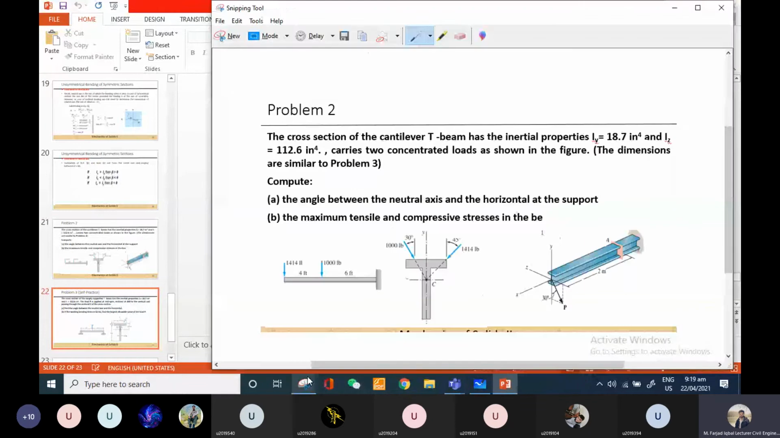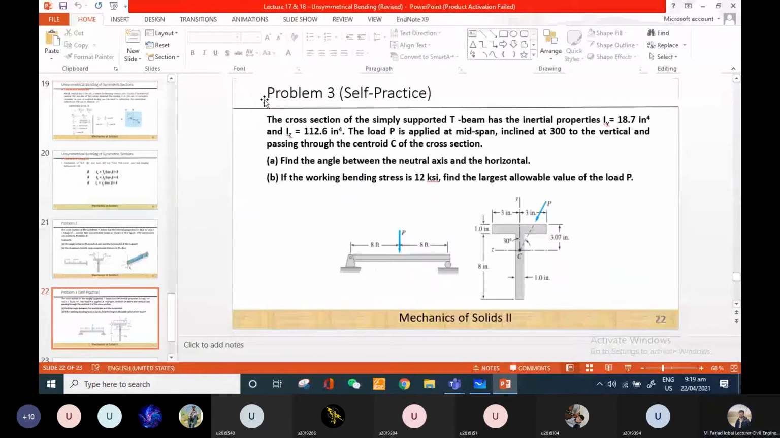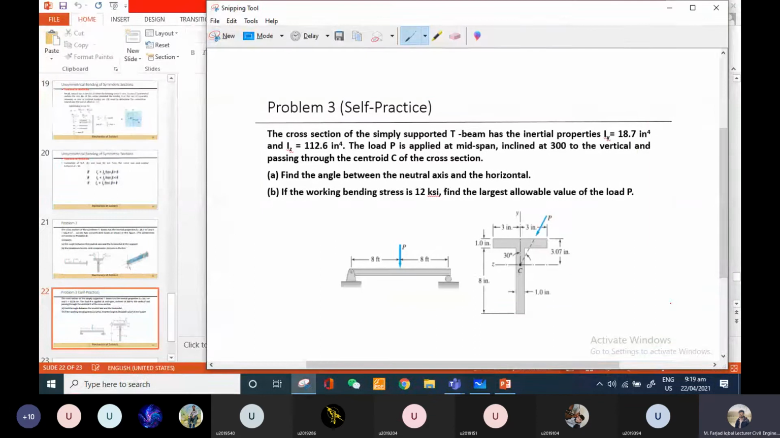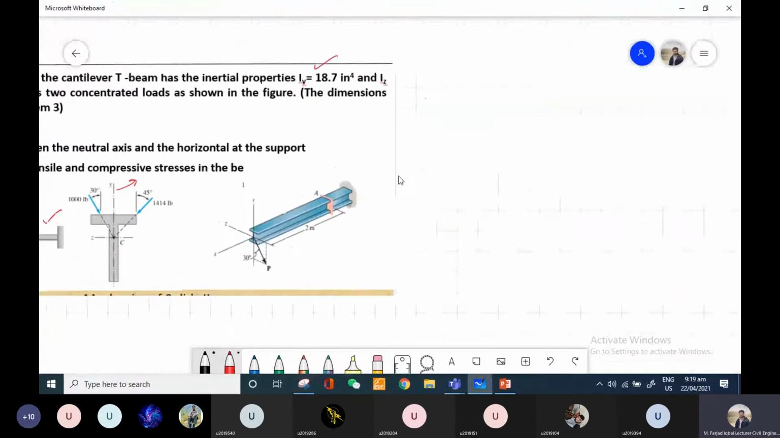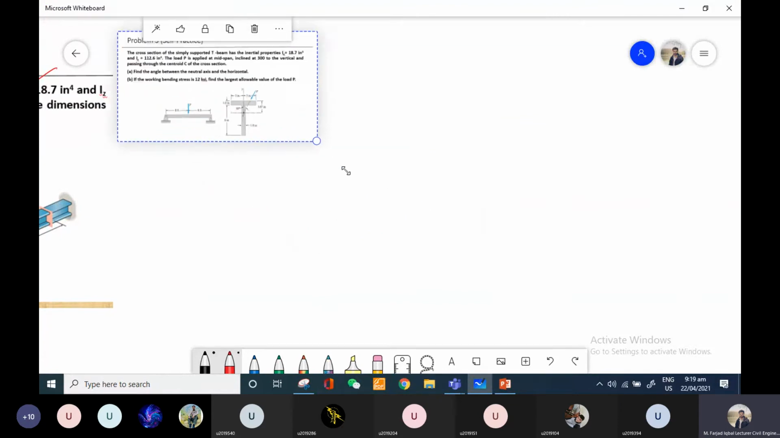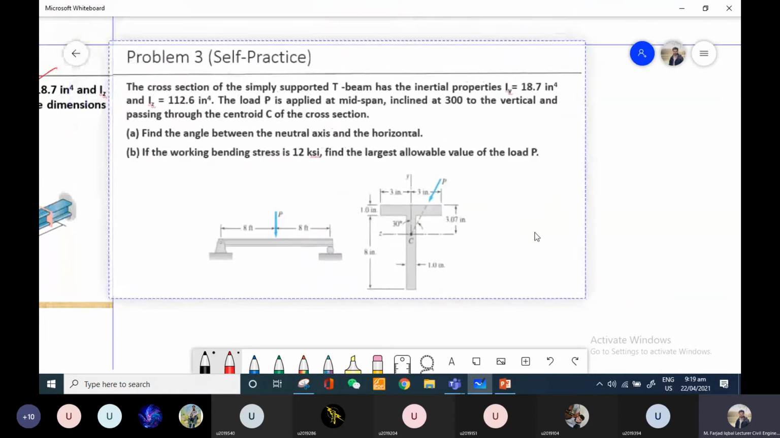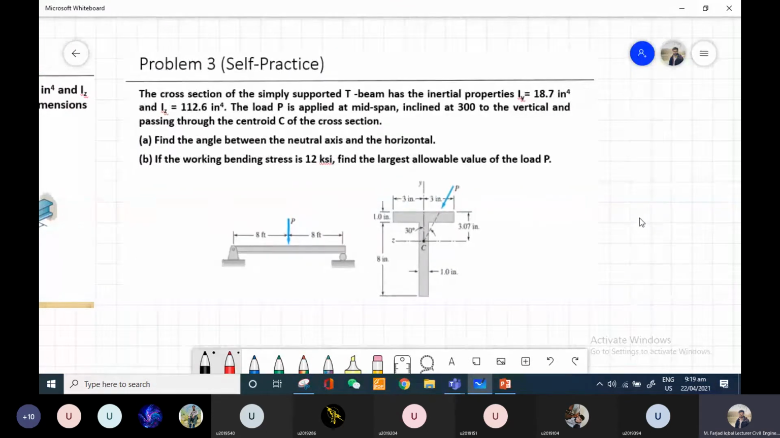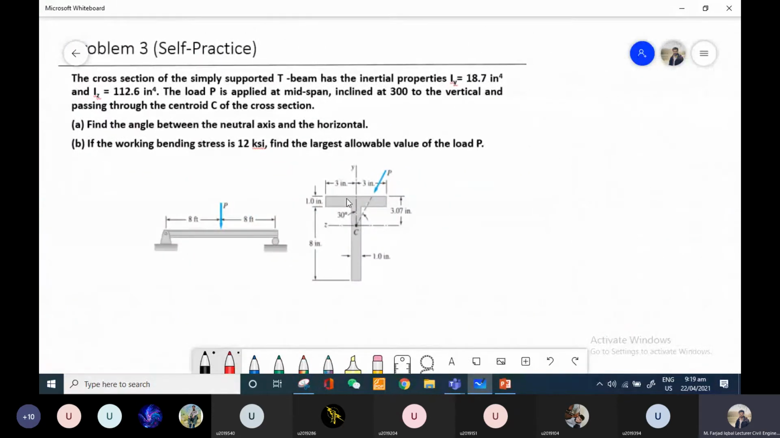First, I am going to solve this problem 3 because it is a bit easy for you to pick up. Then we will move on to these. Both are the same problem. The only difference is the type of beam that we are using. In this one, again, we have been provided with a simply supported beam, and all the dimensions are given. We need to find the angle between the neutral axis and horizontal. It has mentioned that if the working bending stress is 12 ksi, we have to find the largest allowable value of the load P.